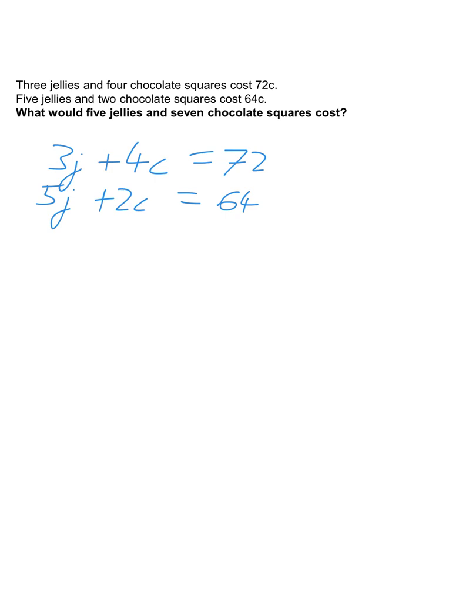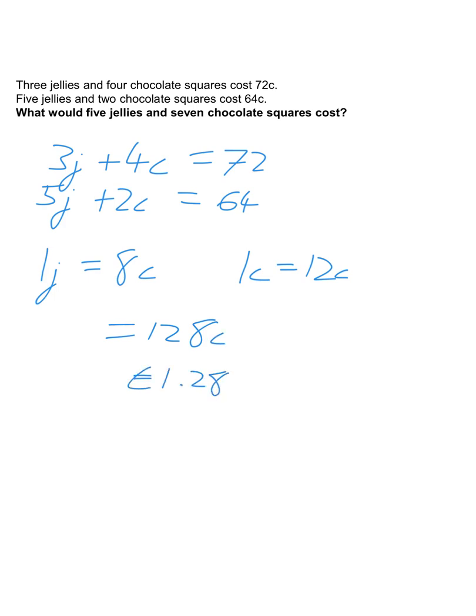Okay, and when you solve this, you should get that 1 jelly is equal to 8 cents. And then 1 chocolate square will be equal to 12 cents. And then you're asked what would 5 jellies and 7 chocolate squares cost. So this should be 128 cents, or else €1 and 28 cents.